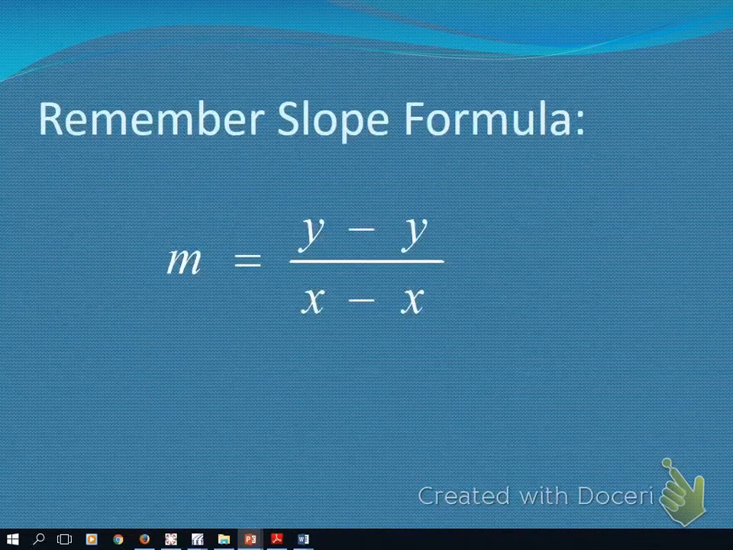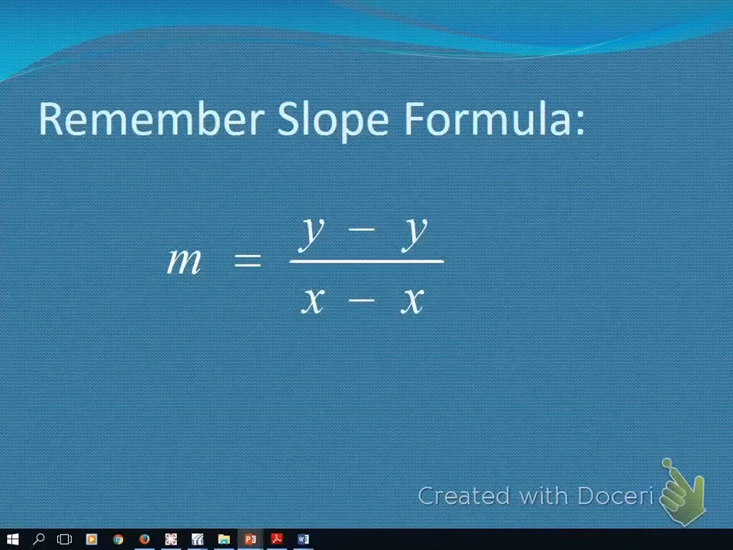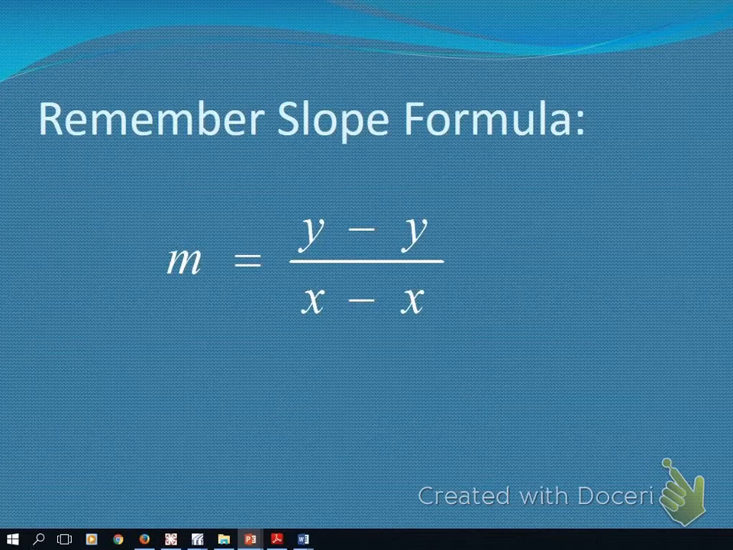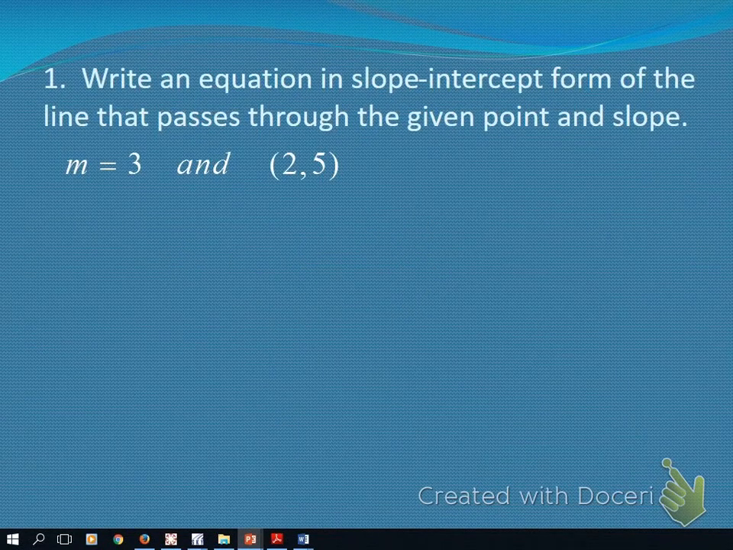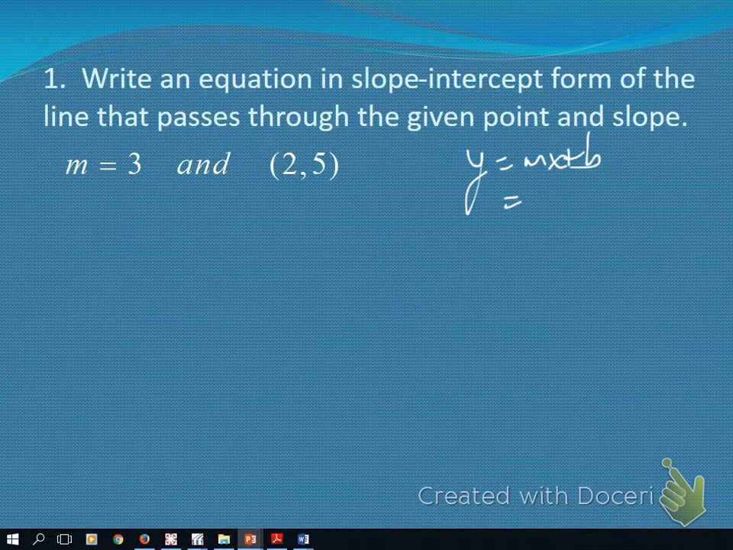But if it's just a point and not the y-intercept, then we have to do a little bit more work. Okay, just a reminder of the slope formula. There it is. Subtract the y's over subtract the x's. All right, so write an equation in slope-intercept form of the line that passes through the given point. Quick, what's the slope? Slope is 3.